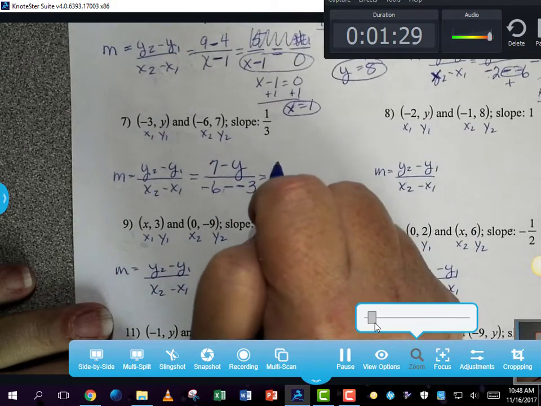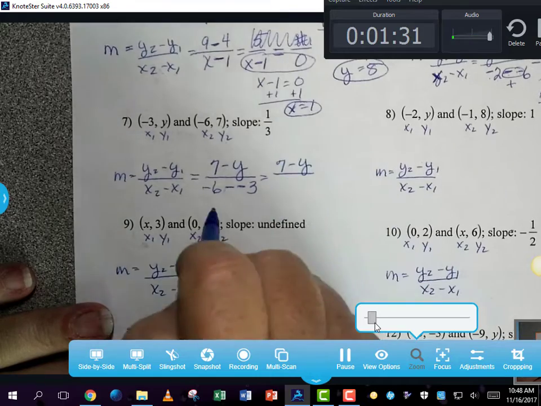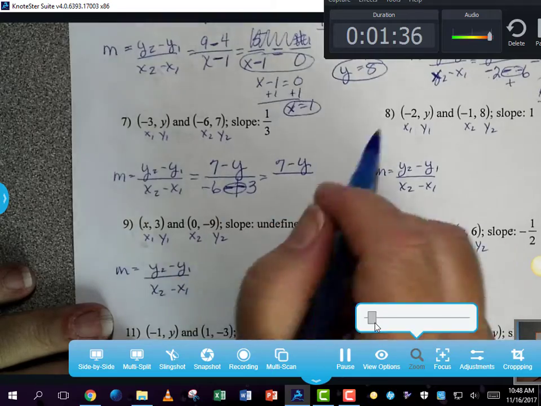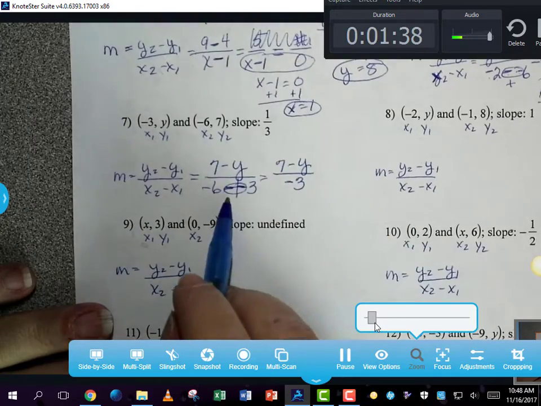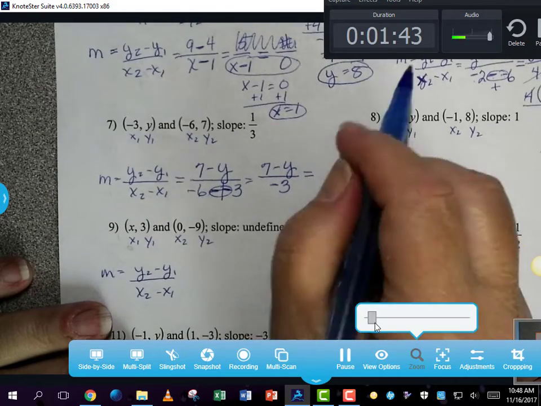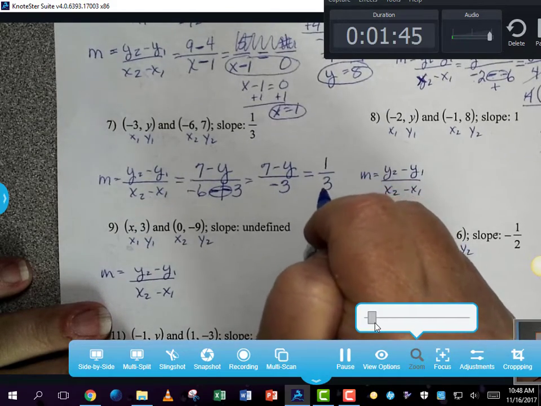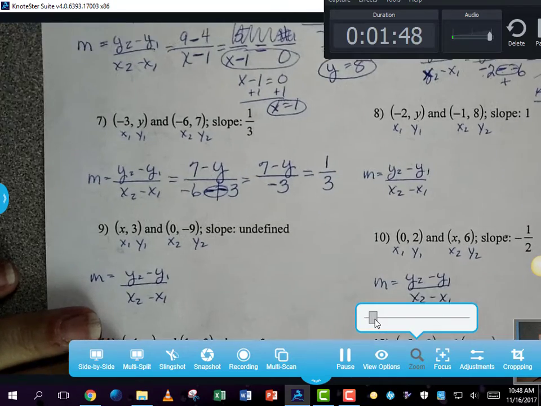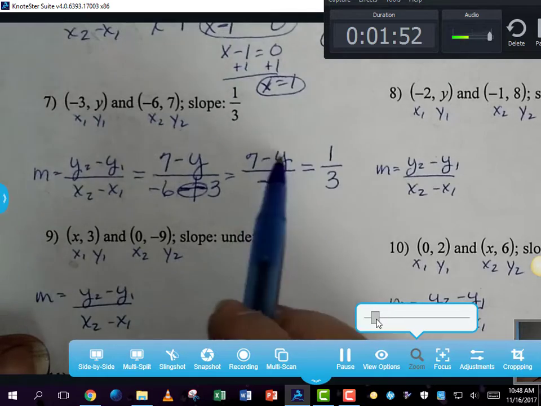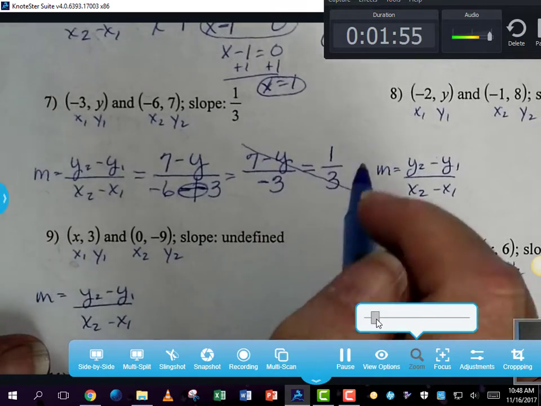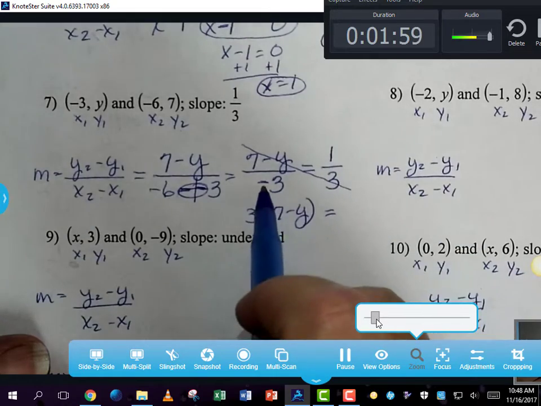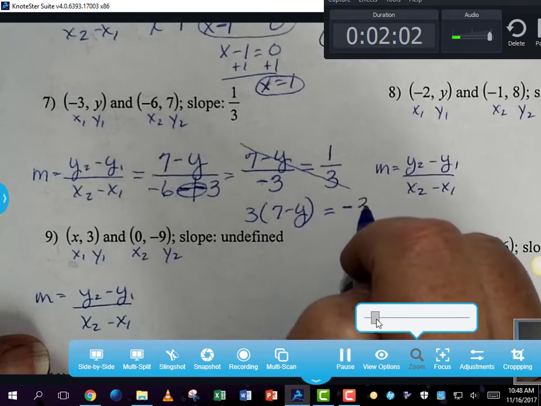I'm going to go ahead and simplify that. I'm going to have 7 minus y. Negative 6 minus negative 3, that's really going to turn into add. So in the denominator, I have negative 6 plus 3, which is negative 3. And what should that be set equal to? That should be set equal to 1/3. Okay, and now I've got a proportion, right? This is a proportion. And so I am going to go ahead and say 3 times the quantity 7 minus y equals negative 3 times 1 is negative 3.